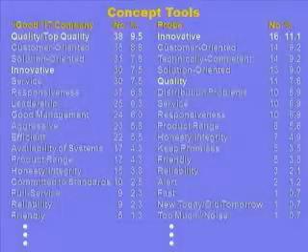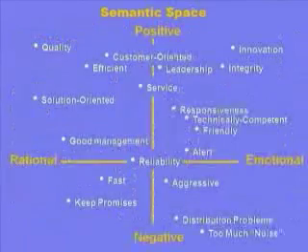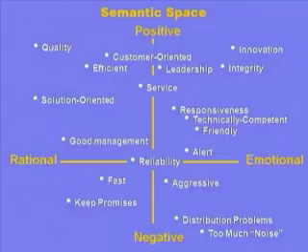What we do with the data is plot it in what's called semantic space so that you can look at it from the rational to the emotional, going from the left to the right, and whether in the context of what they're saying it's positive or negative. In this particular slide you will see that indeed quality is way up in the left-hand corner.